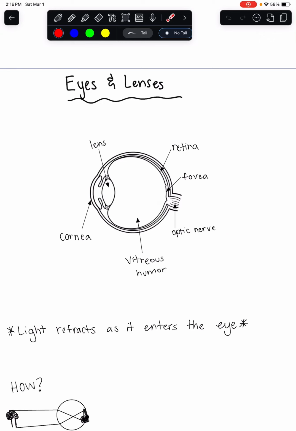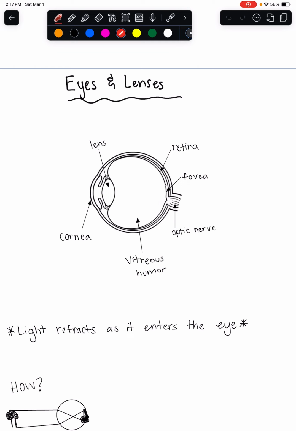Of an eye, you want to copy a quick sketch down and label these key parts. I'm going to write what each of them does, but you probably want to pause the video to get a sketch down before I get talking about the function of each of these. All right, so the function of each one, let's start at the front.